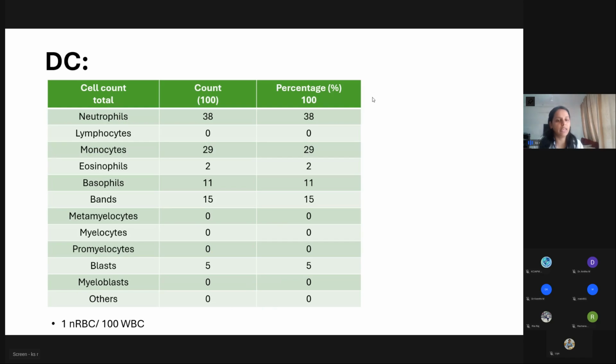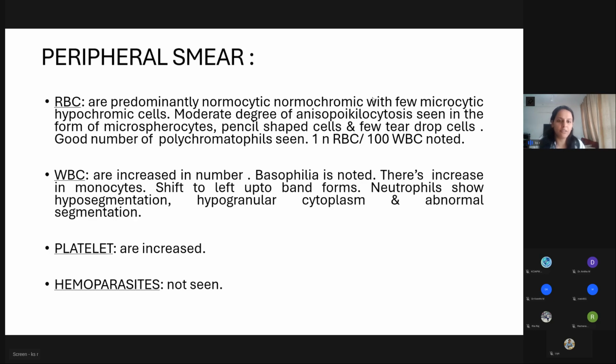So coming to the DC, the neutrophils I counted were at 38%, with monocytes at 29%, and eosinophils normal, and there is basophilia, and band forms were at 15%. And circulating blast was 5%, and 1 NRBC was noted per 100 WBC. So the peripheral smear description: RBCs were predominantly normocytic, normochromic with few microcytic hypochromic cells. Moderate degree of anisopoikilocytosis was seen in the form of microspherocytes, pencil-shaped cells, and few teardrop cells. Then again, good number of polychromatophils were seen, and 1 NRBC per 100 WBC was seen.